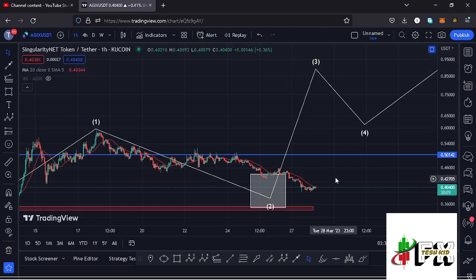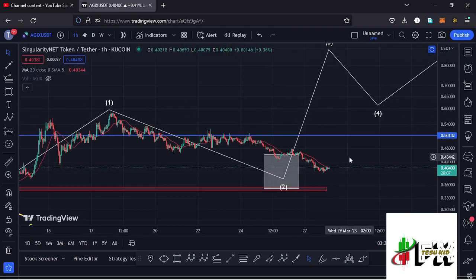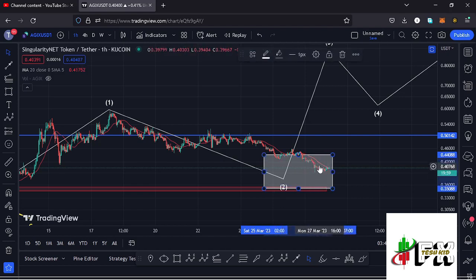We also need to have in mind that in case the breakdown continues on the Bitcoin chart, there are high chances that Agix might fully maximize this white target area before we can start our massive run up to the upper side in the formation of that wave 3.